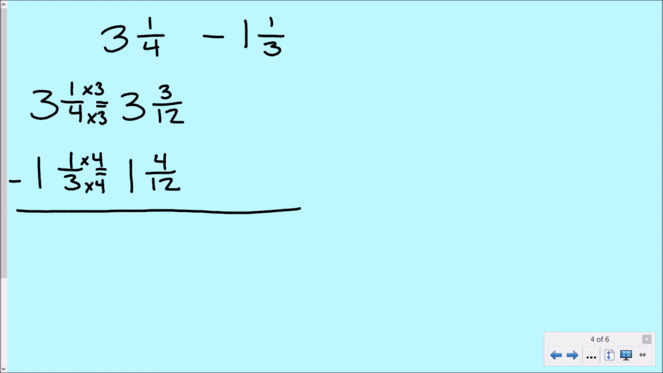Regrouping mixed numbers is similar in a sense to regrouping whole numbers. So what I'm going to do is cross out this 3. Now I'm not getting rid of one whole. I'm just going to take that one whole and write it as a fraction. So the 3 then becomes 2 and 12/12.